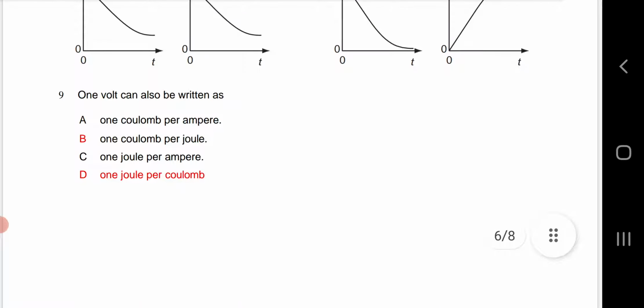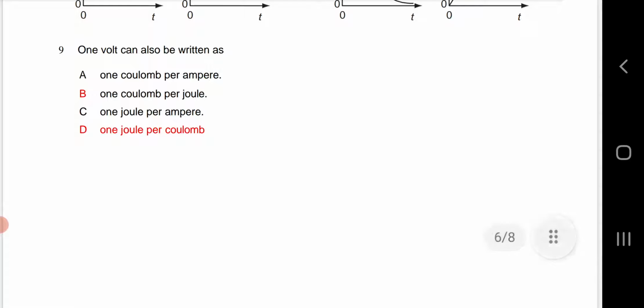Okay, question number 9. 1 volt can also be written as 1 joule per coulomb.